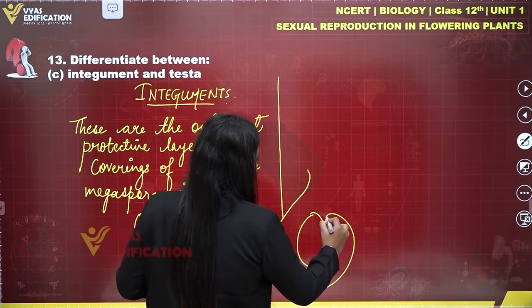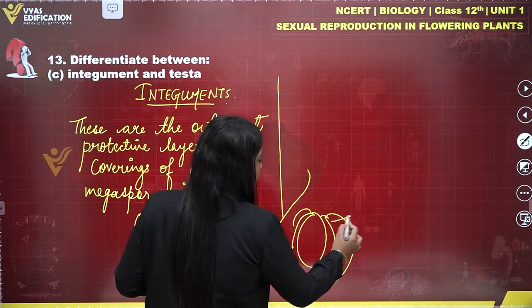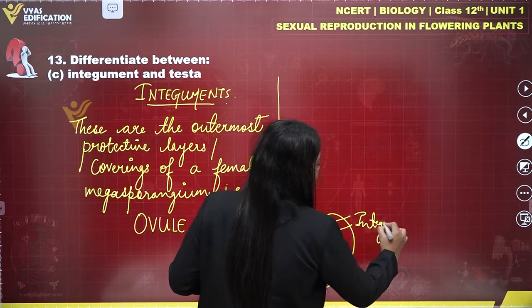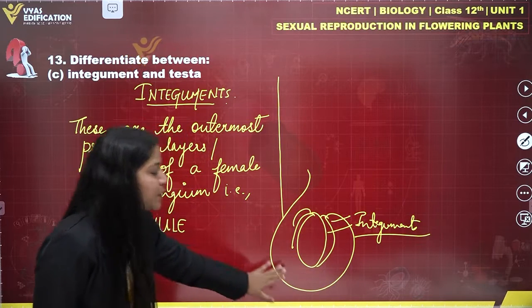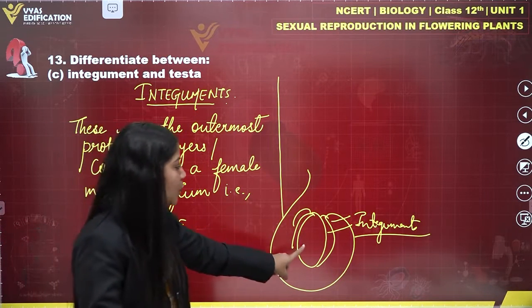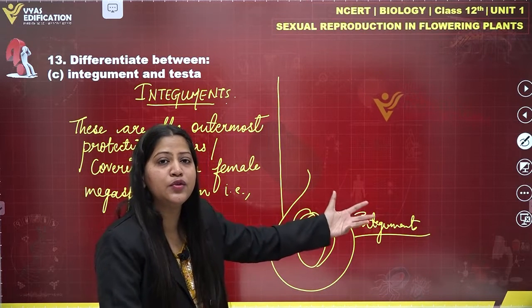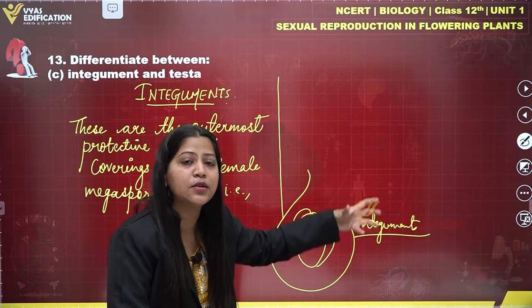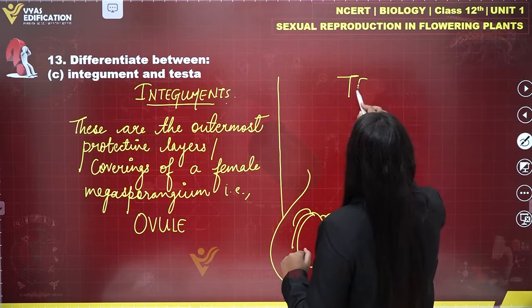It looks like this, having coverings. What are these coverings? These are integuments only. These integuments after fertilization, along with the embryo sac, along with the ovule which is converting into seed, are converting into the seed coat, which is known as testa. Now let's talk about the testa.